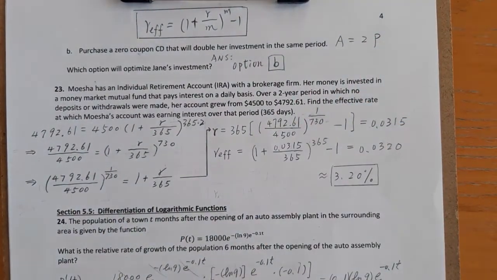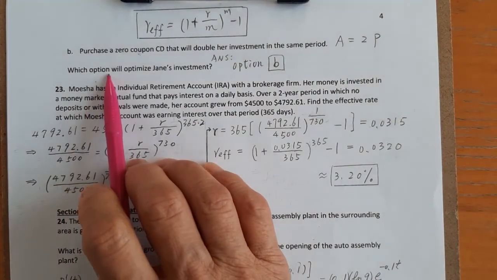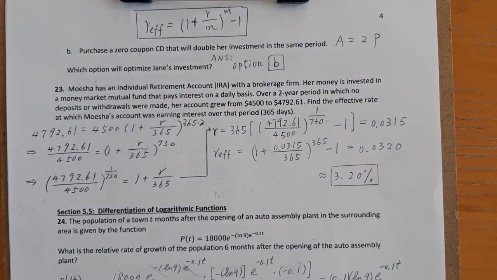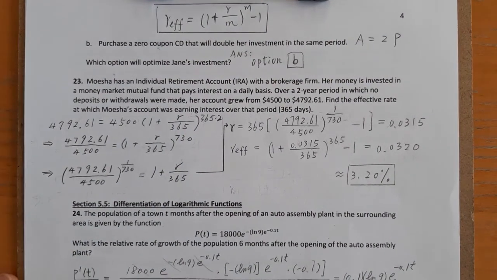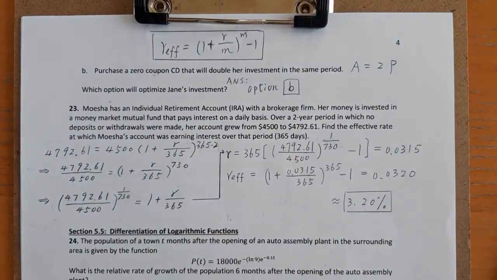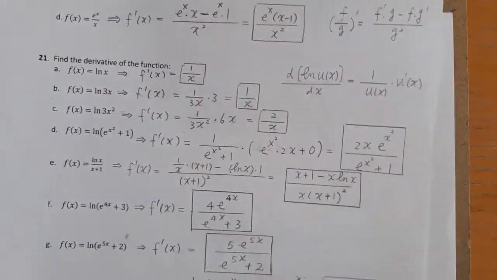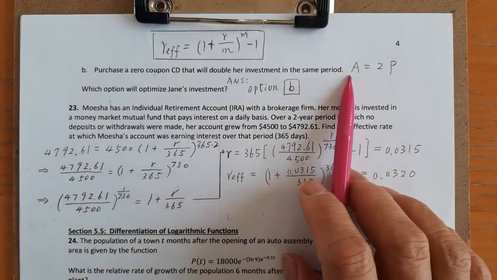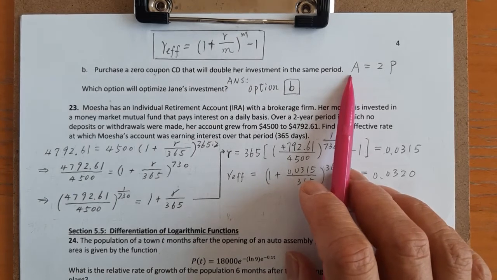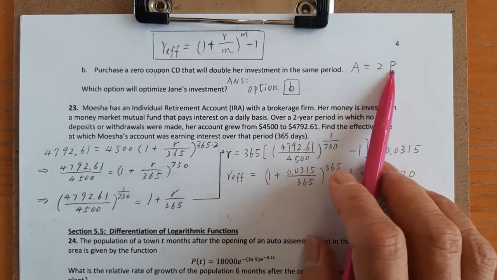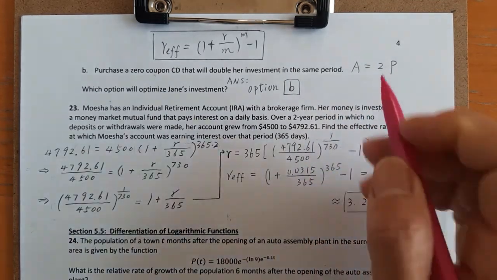And compare the two, which option will optimize Jane's investment. Optimize means which one is the better investment and gets the better amount. So you compare A: after 12 years, the amount is 1.82P. Compare with this second option, which doubles the principal, so the amount after 12 years is 2P. So 1.82P is less than 2P.